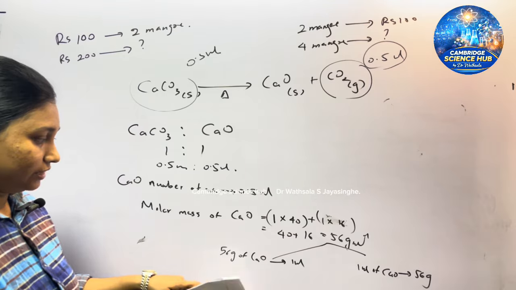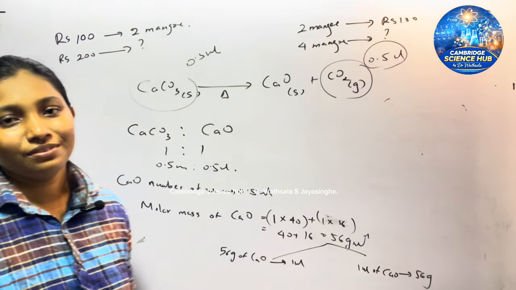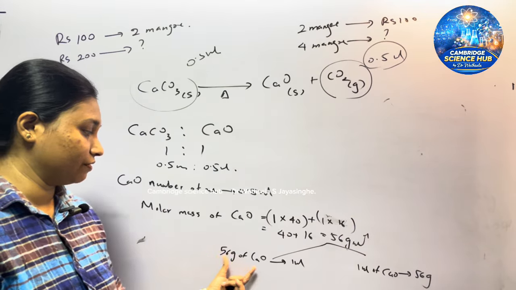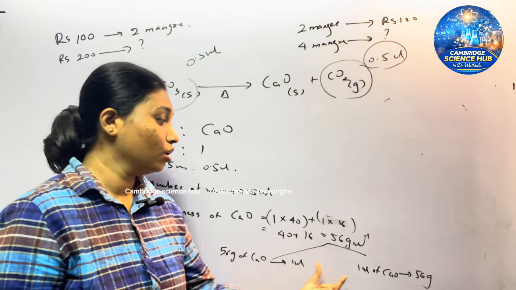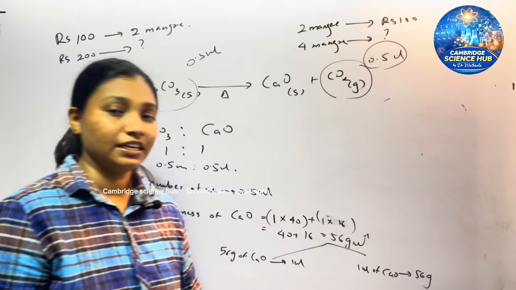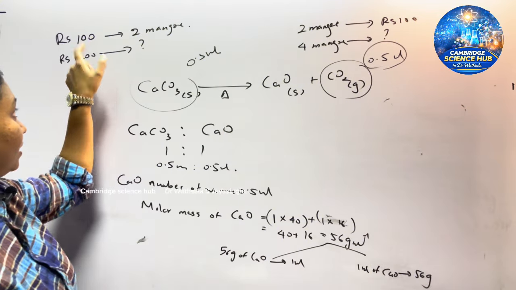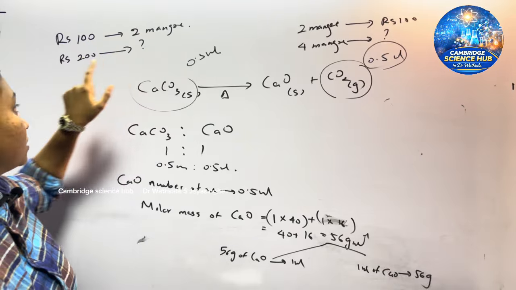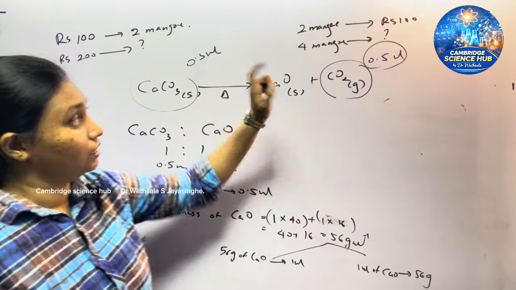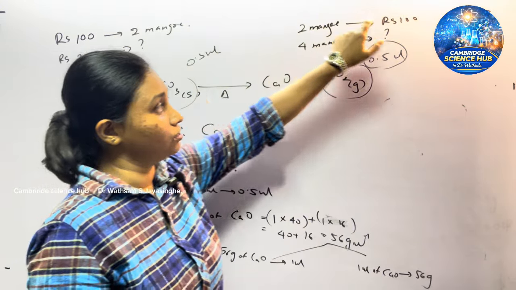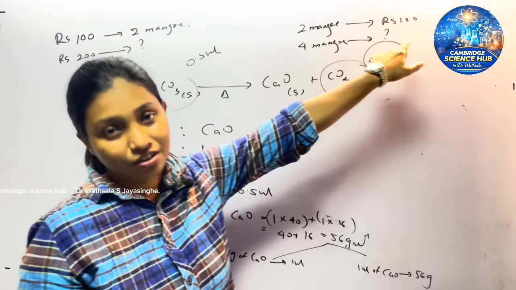This is the same theory that is used. 56 grams of calcium oxide contain 1 mole, or 1 mole of calcium oxide contains 56 grams. Same as for 100 rupees, 2 mangoes. For 200 rupees, how many mangoes? Or it can be asked, 2 mangoes cost 100 rupees, what is the price of 4 mangoes?